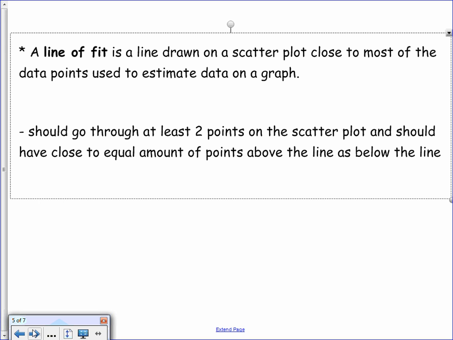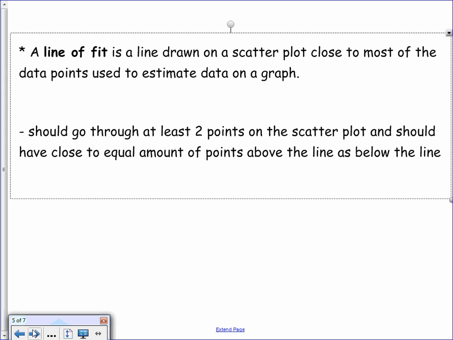Now, when a scatter plot shows either a positive or a negative relationship, then we would want to find a line of fit. That is a line drawn on the scatter plot that's close to most of the data points, and it helps us to estimate other data that could be on the graph.